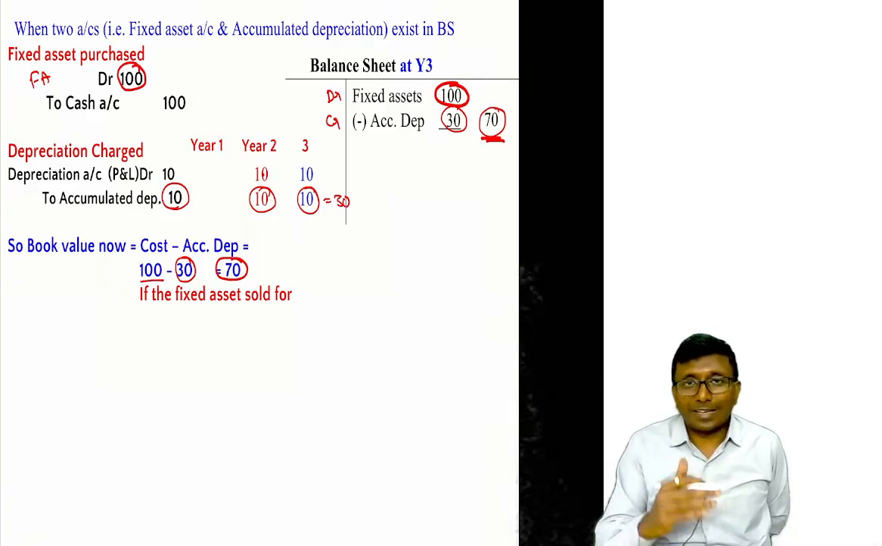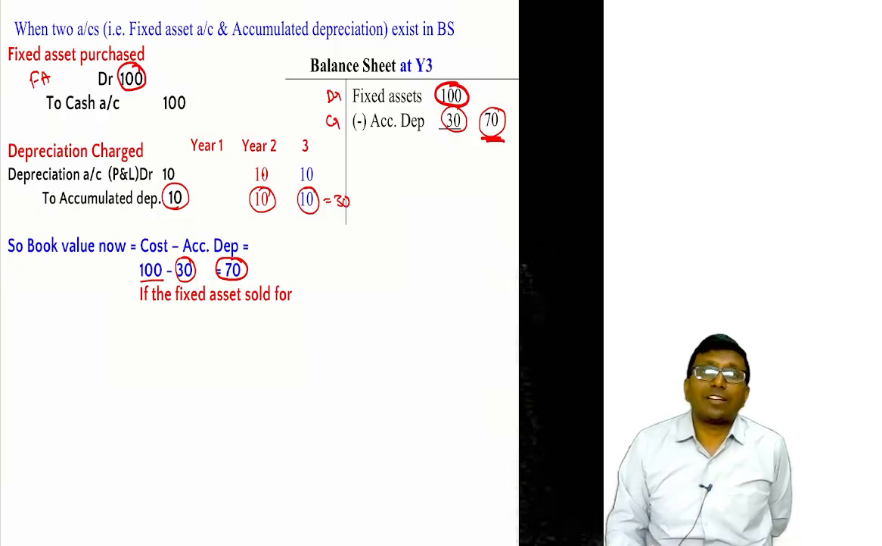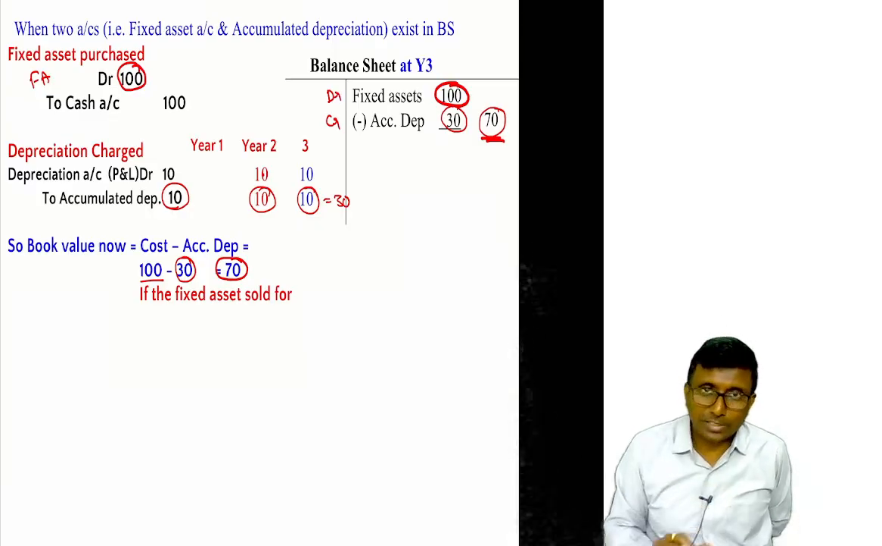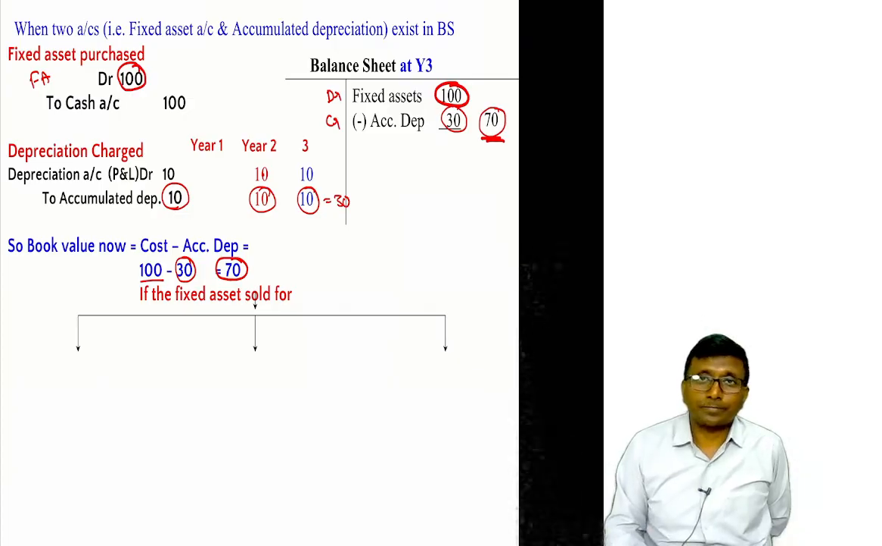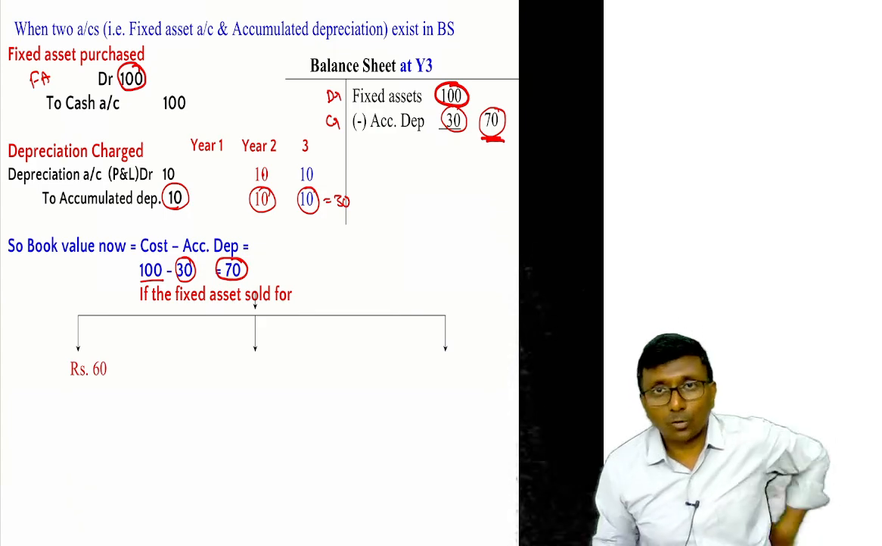Okay, if you directly cut it from the fixed asset, you cannot read the financial statements in the right manner. Got it? That is the reason we do it in this manner. I hope you understood the logic. Done. Now, you sold a fixed asset as usual, in three situations. First one, you sold it for 60. Now, try to pass the journal entry.